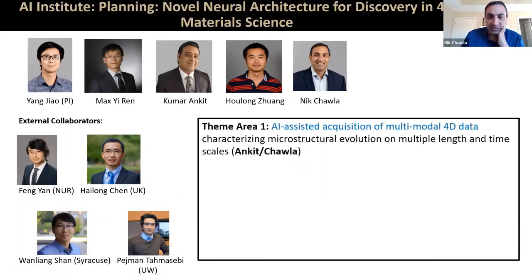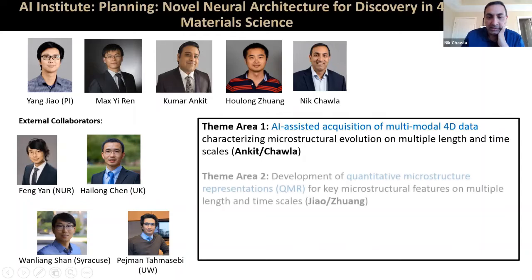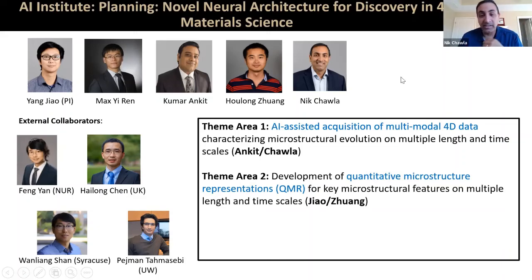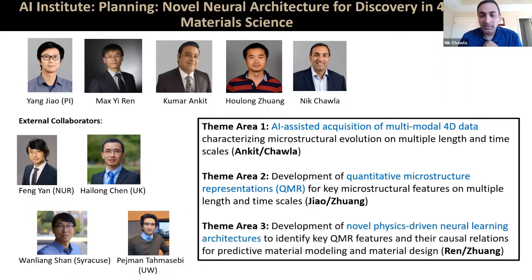And so again, these are the main three thrusts: AI-assisted acquisition of multimodal data. This is really more on the imaging side, and looking at quantitative microstructure representations, or as we call it, QMR. And hopefully you hear about this more throughout the day today and tomorrow. And again, the novel physics-driven neural learning architectures to identify these key QMR features.